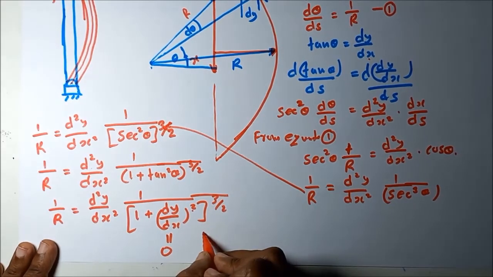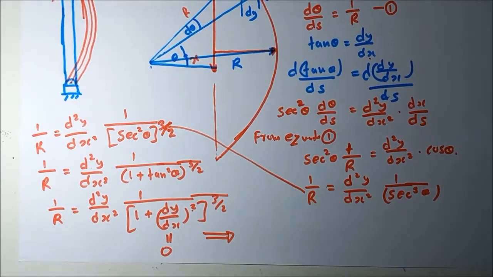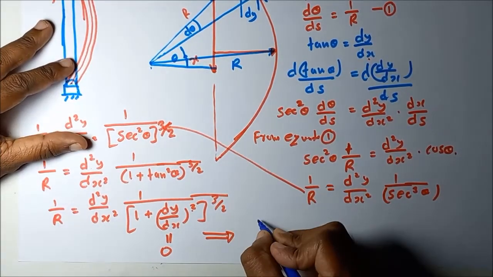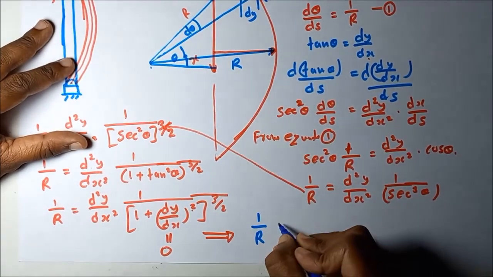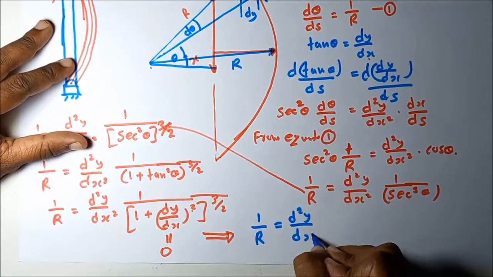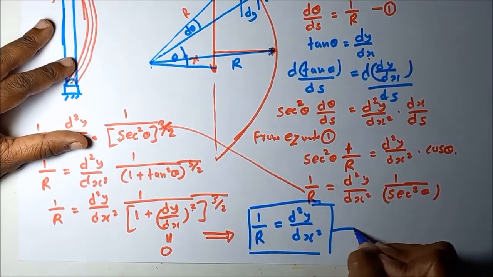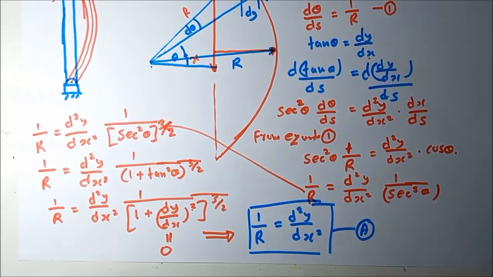So then finally we end up with this equation. Let me write that equation: 1 over r is equal to d squared y over dx squared. This is the equation. Let's take this equation as equation A. I think you all got a very clear idea how to obtain this equation.